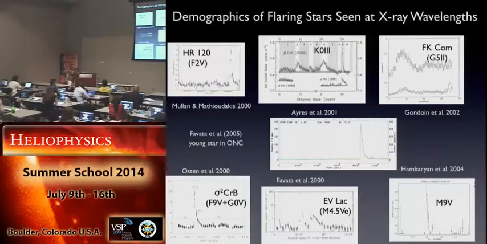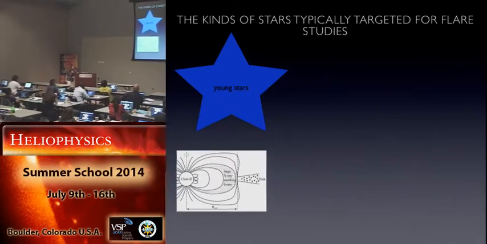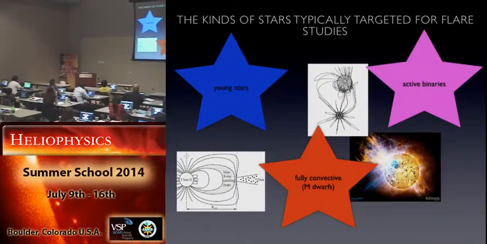There was one other point I wanted to make about this slide. If I just go back to this briefly, where does the sun fit on this? It doesn't. Why does the sun not fit on this? Okay, so it's a single star. It's a G dwarf. It's relatively old. So that immediately tells you that there's a disconnect in the types of stars that we know a lot about for flares.